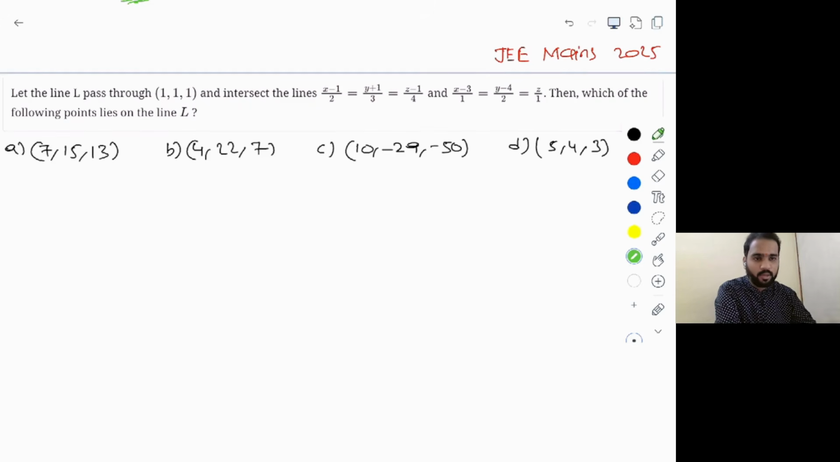Let's take the second question, and this was a question from JEE Mains 2025. And once again, this is one of the frequently asked types in JEE Mains from 3D geometry. So let's try to see the proper method for this one. Let a line L pass through the point (1, 1, 1) and intersect the two given straight lines. Which of the following points lies on the line? Which means you have to find out the line L here.